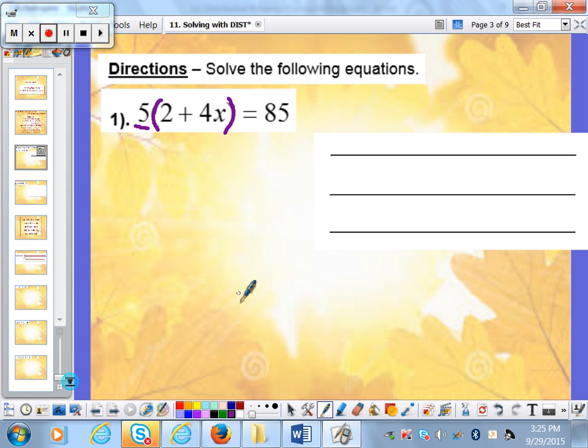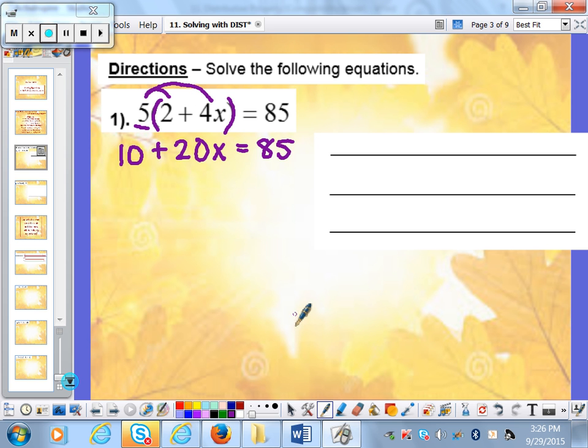Do you know what we need to do with that 5? If you guess distribute it, you are correct. So we are going to distribute the 5 to both terms that are inside the parentheses, remembering that we really multiply when we distribute. Our new equation is 10 plus 20x equals 85.